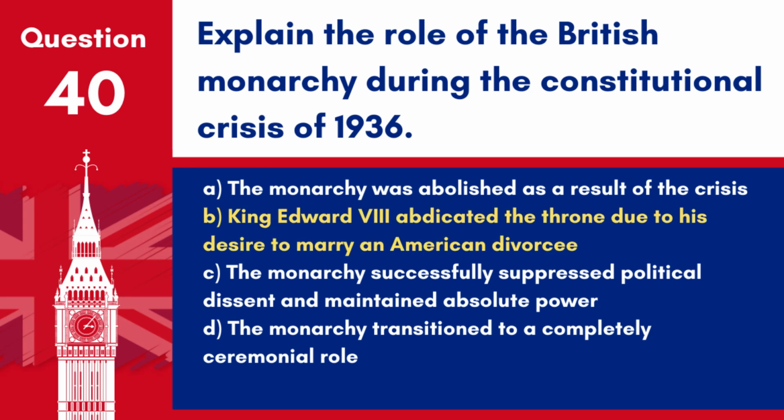Answer B. King Edward VIII abdicated the throne due to his desire to marry an American divorcee. The constitutional crisis of 1936, known as the abdication crisis, occurred when King Edward VIII chose to abdicate the throne to marry Wallis Simpson, an American divorcee, which was against the advice of the government and caused a significant constitutional and public relations issue for the monarchy.